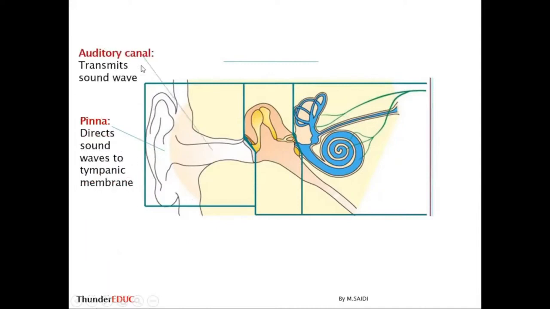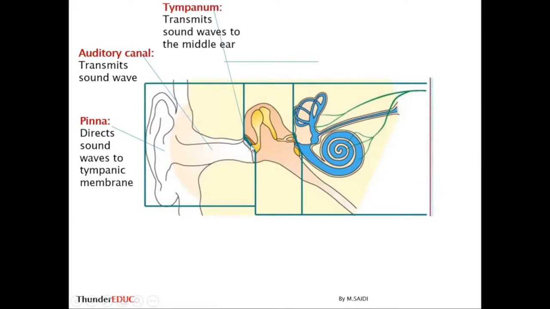So now the auditory canal transmits sound waves. When the pinna collects the sound, it gives it to the auditory canal. The auditory canal sends the sound wave to the tympanic membrane. Then the tympanic membrane transmits the sound vibration to the middle ear.